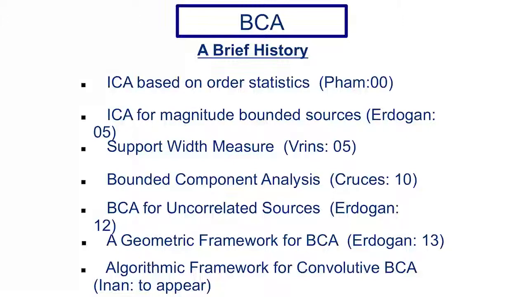So, a brief history: the use of boundedness first appeared within ICA itself, independent component analysis, in the pioneering work of Fenn. I also had some contributions, again within the ICA framework, for the separation of communication sources, which are basically bounded, so we exploit the boundedness property. And Vrins had a similar approach around the same time frame. But as an important contribution, Cruz has recently shown that if you have the boundedness property, you can eliminate the independence property with a weaker assumption. So he coined the term bounded component analysis.